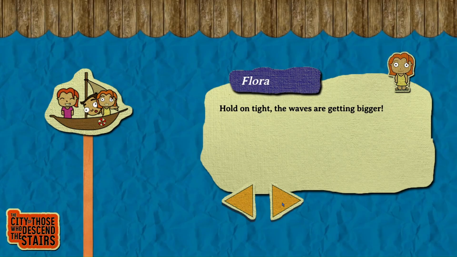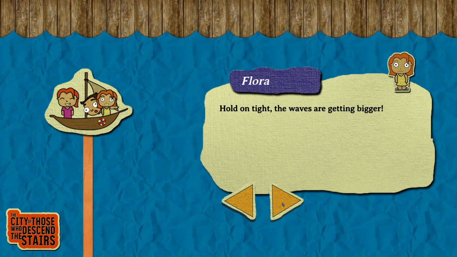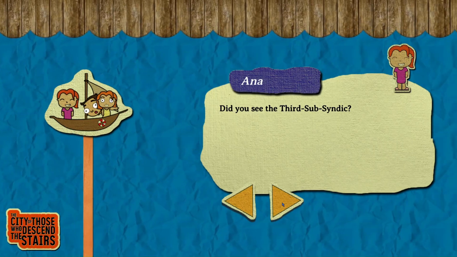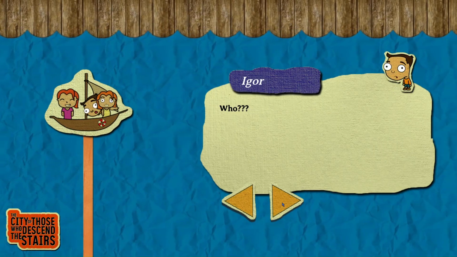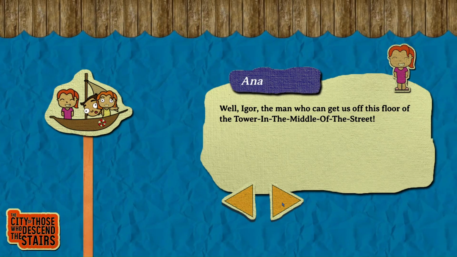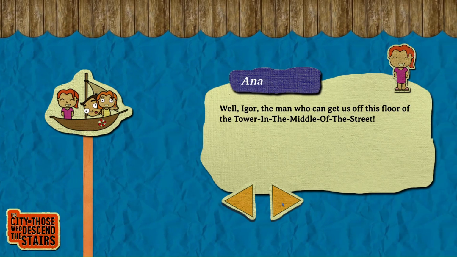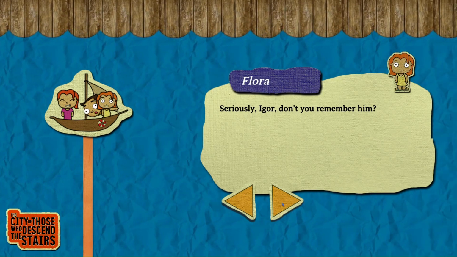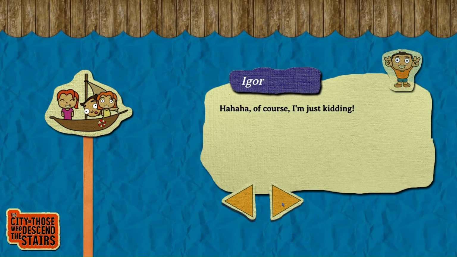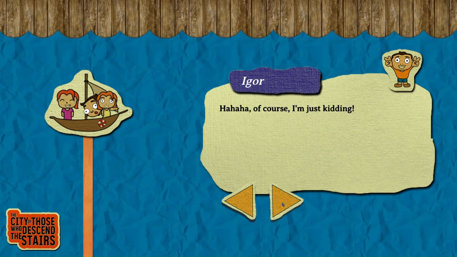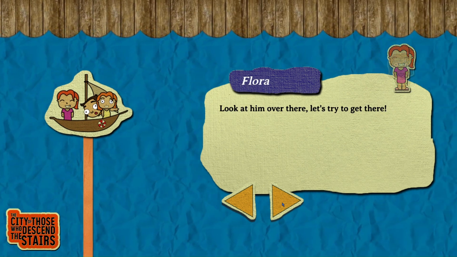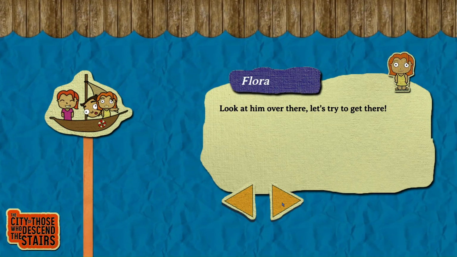Hold on tight. The waves are getting bigger. Did you see the 3rd subsyndic? Who? Well, Igor, the man who can get us off this floor of the tower in the middle of the street. Seriously, Igor, don't you remember him? Of course. I'm just kidding. Only you would be making jokes at this point. Look at him over there. Let's try to get there.